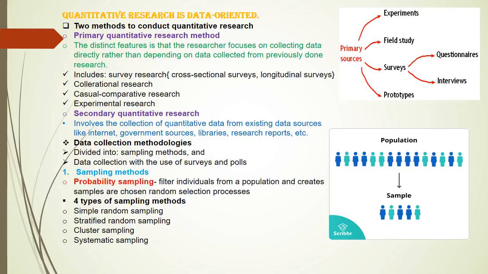Data collection methodologies are divided into sampling methods and data collection with the use of surveys or polls. Sampling methods include probability sampling. What is probability sampling? This is based on filtering individuals from a population and creating a sample chosen through random selection processes, and it is divided into 4 types of sampling method. The first one is simple random sampling, then stratified random sampling, cluster sampling, and systematic sampling.